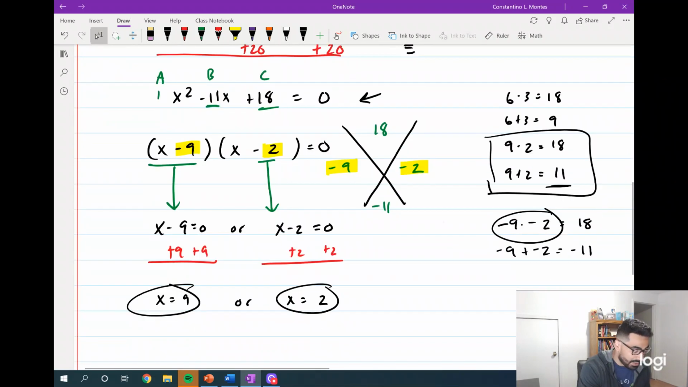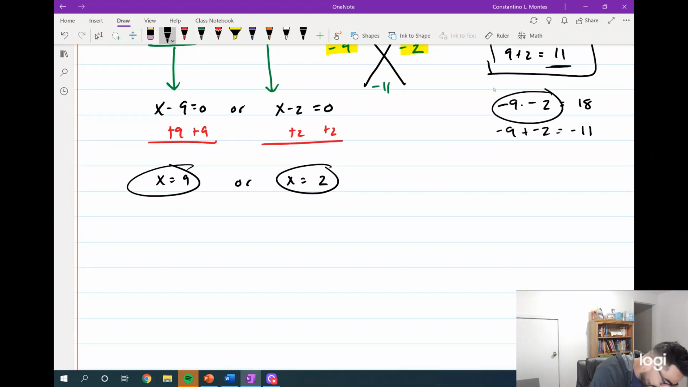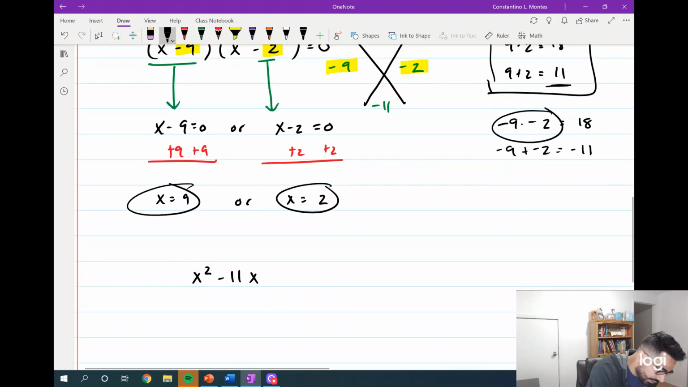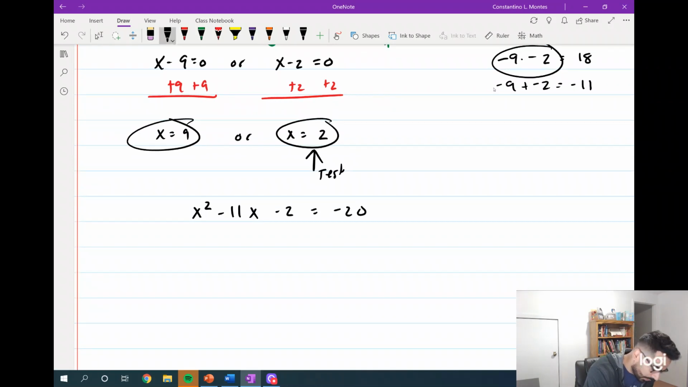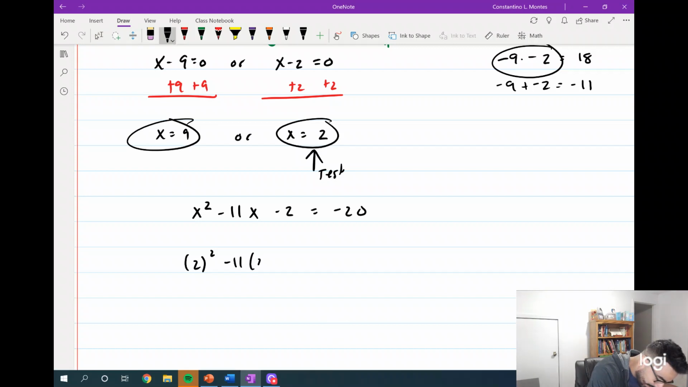Now you can always test them. Let's just do one of them. I'll do x equals 2. The numbers are a little bit smaller. Let me write down the quadratic. It's x squared minus 11x, what was it, minus 2 equals negative 20. That's where we're starting. I'm going to test this guy right here. So I'm going to plug in 2. Is 2 squared minus 11 times 2 minus 2, is that in fact equal to negative 20?